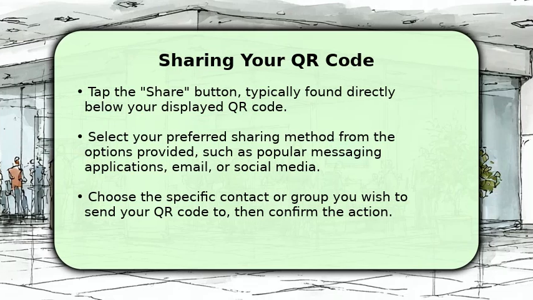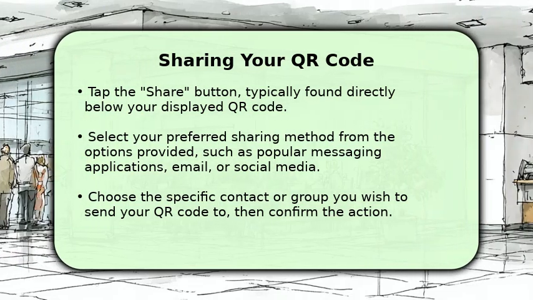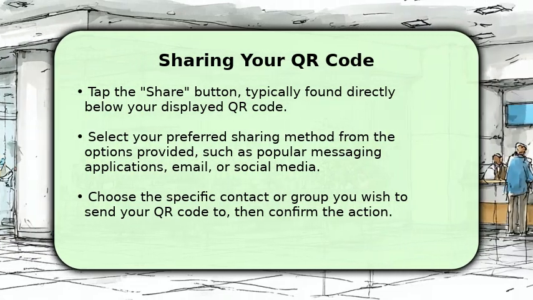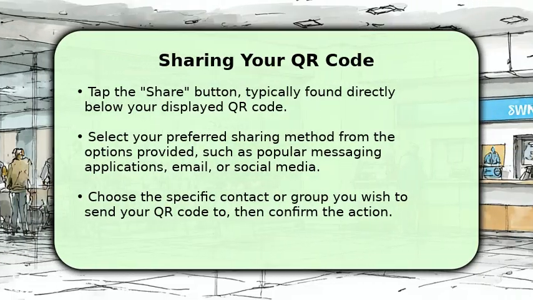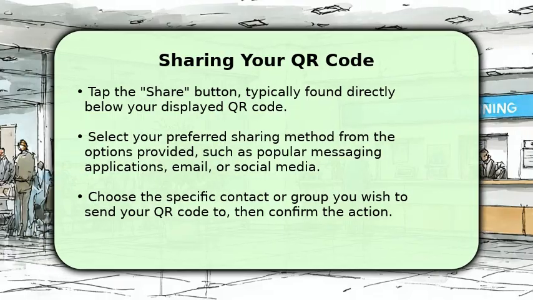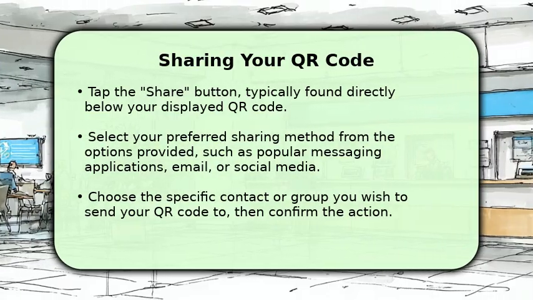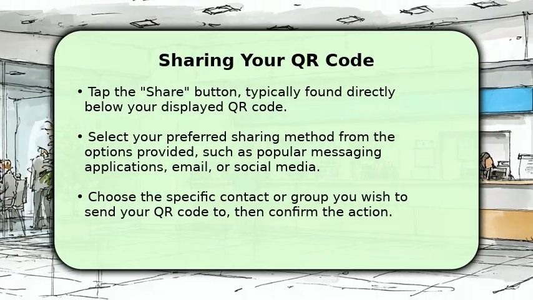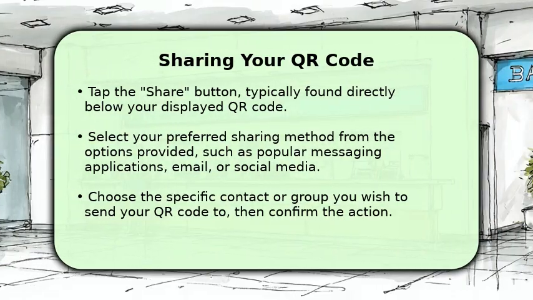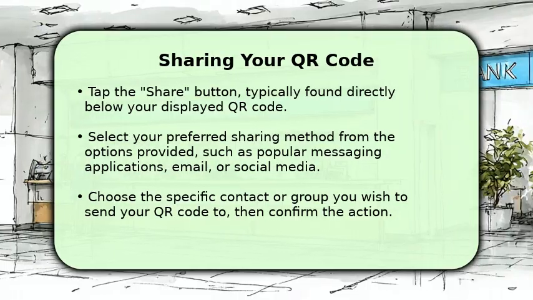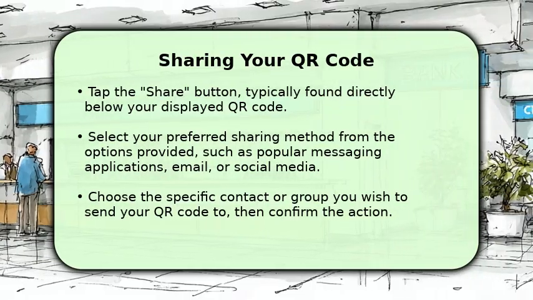Once your QR code is visible, you will see a Share button directly beneath it. Tap this button to reveal various sharing options. You can choose to send your QR code through messaging apps like WhatsApp or Messenger, via email, or even through other social media platforms. Simply select your desired method, pick the contact, and send it off. It's a straightforward process taking only a few seconds.